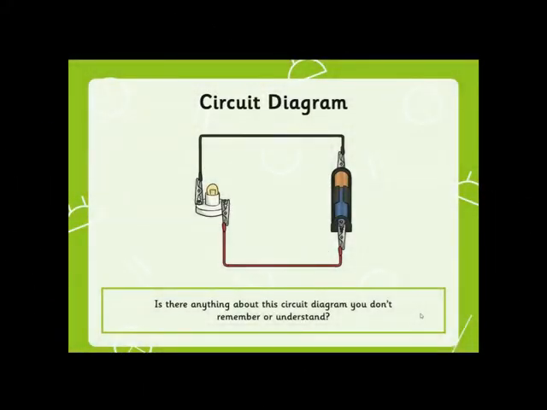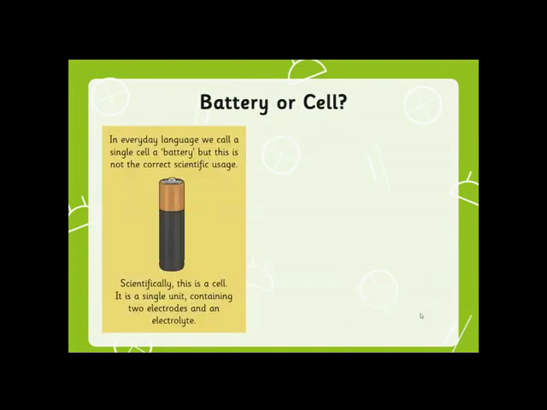Right, is there anything about this circuit diagram you don't understand or remember? This is the circuit diagram to light a light bulb, which is what you would have done in year 4. Battery or cell. In everyday language, you would call a single cell a battery, but this is not the correct scientific usage. Scientifically, this is a cell. It is a single unit containing 2 electrodes and an electrolyte.